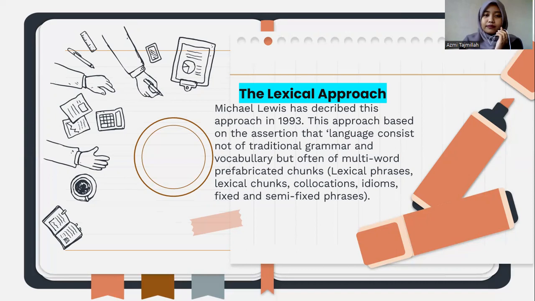And Michael Lewis suggests that exposure to enough suitable input, not formal teaching, is the key to increasing the learner's lexicon, and most vocabulary is acquired, not taught.